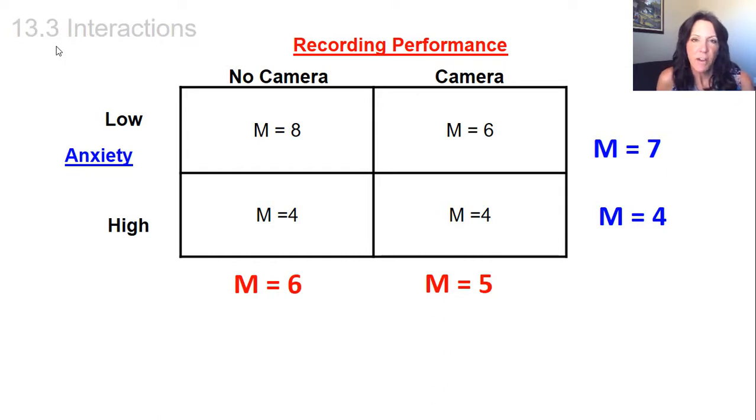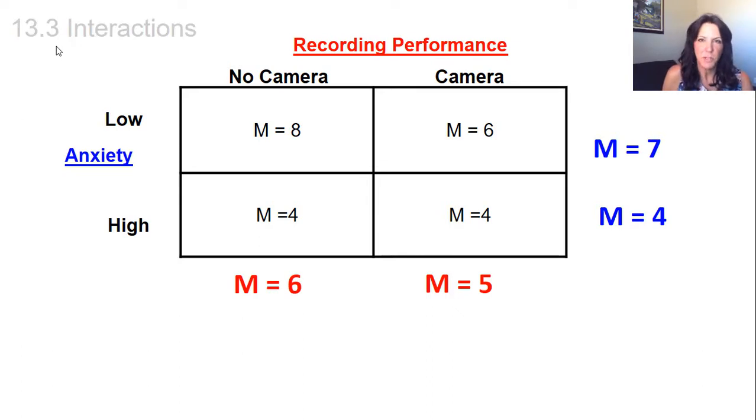There seems to be a main effect for anxiety. Is there a main effect for factor B, recording performance? It looks like for no camera, the mean is 6, and for camera, the mean is 5. So yeah, there seems to be an effect of camera on your performance in the interview. So we have two main effects, but do we have what's called an interaction?